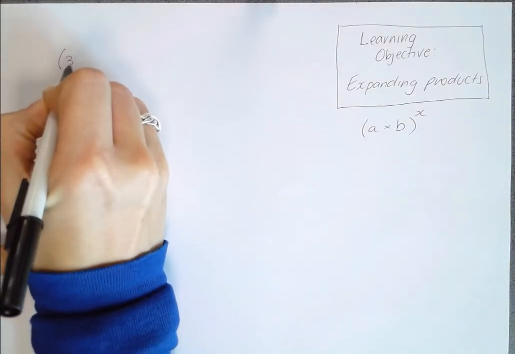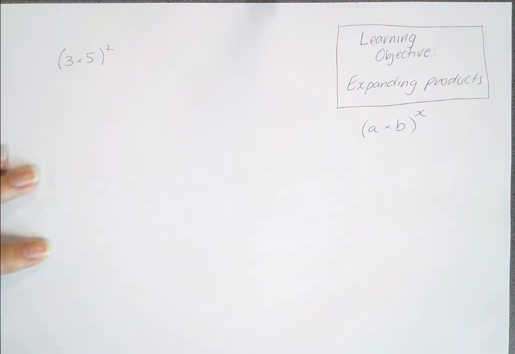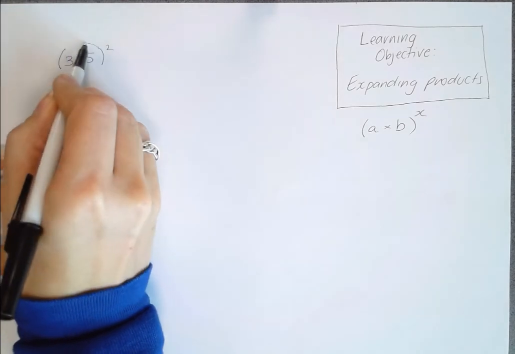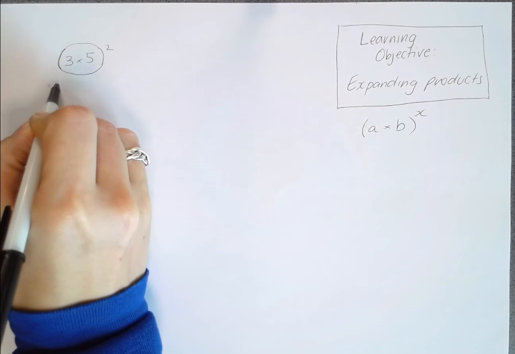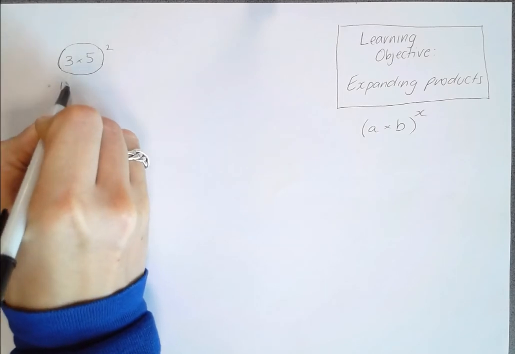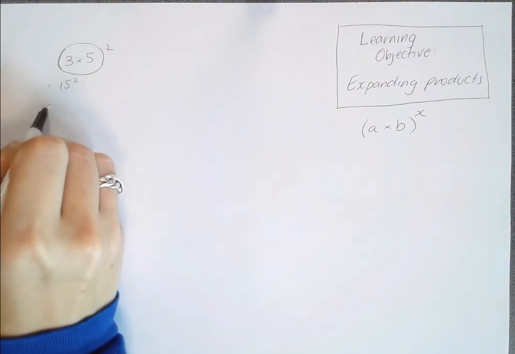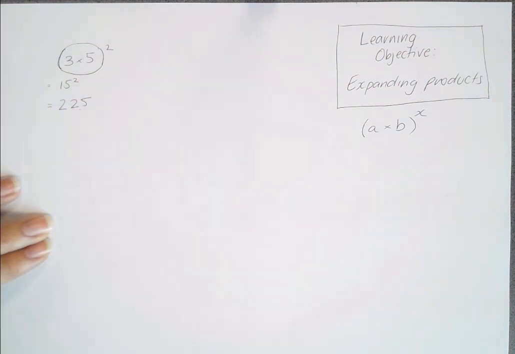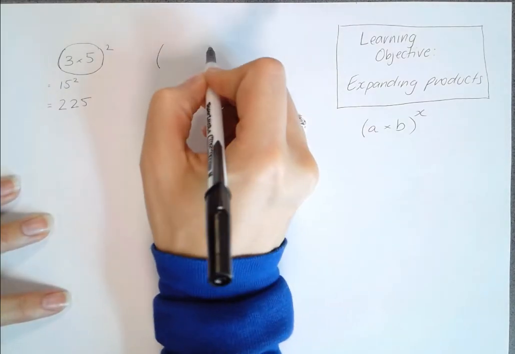So if I just gave you that 3 times 5 all squared, we could work that out with a calculator. Alright, so if we said that we are going to square this whole thing, we would have to do that bit first. We'd have to say what's 3 times 5, we know it's 15, and then we would have to square the 15. And when you get your calculator out and you do that, when you square 15 you get 225.